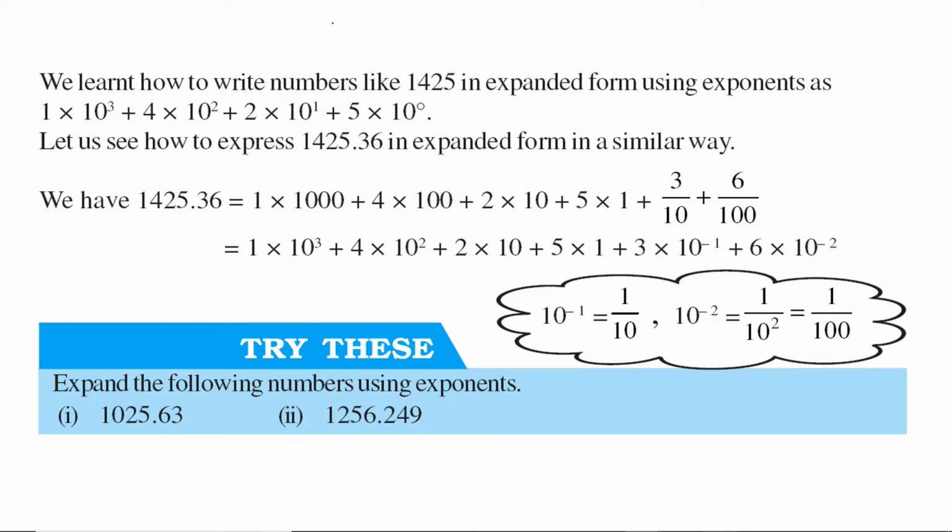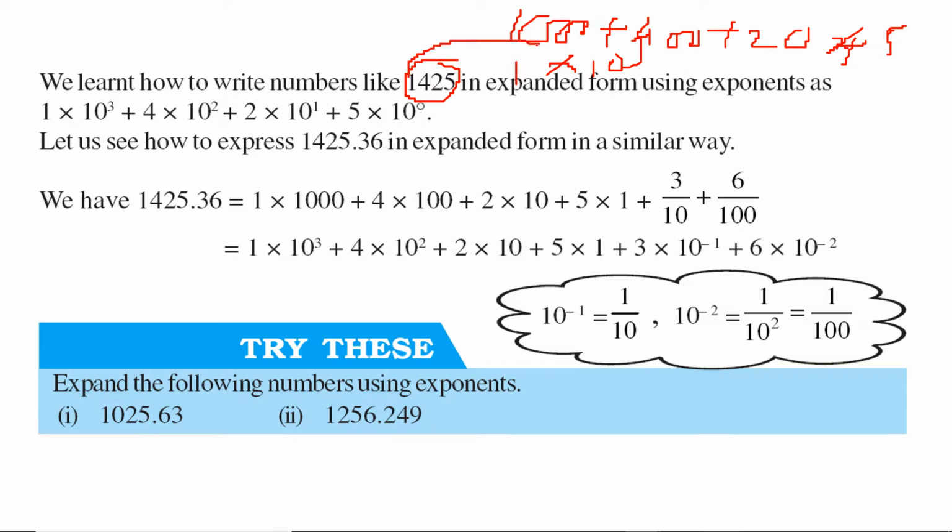So how to write a number like 1425? This is simply 1000 plus 400 plus 20 plus 5. So 1000 is what? 1 into 10 to the power 3. This is 1 into 10 to the power 3. This is 4 into 100.